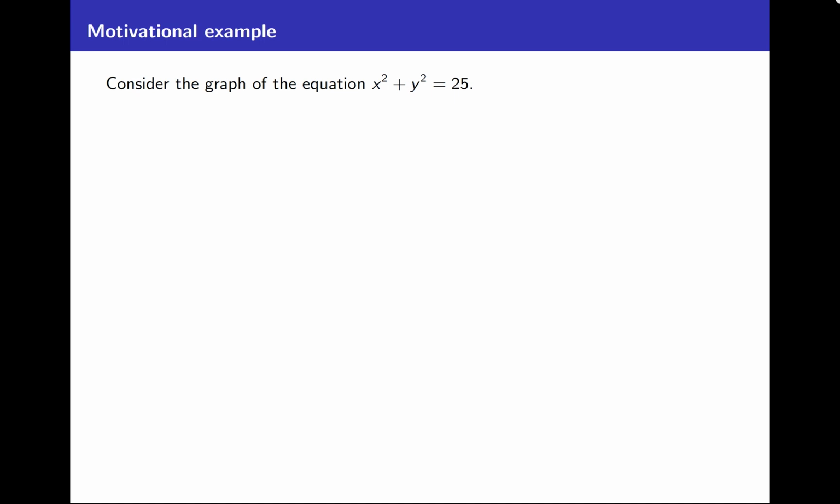For a motivational example of this new technique, consider the graph of the equation x squared plus y squared equals 25. As we just discussed, this is a circle of radius 5 centered at the origin. It consists of all the points x, y that satisfy the equation x squared plus y squared equals 25, and in particular that includes the point (3, -4), shown here, because 3 squared plus negative 4 squared does equal 25.